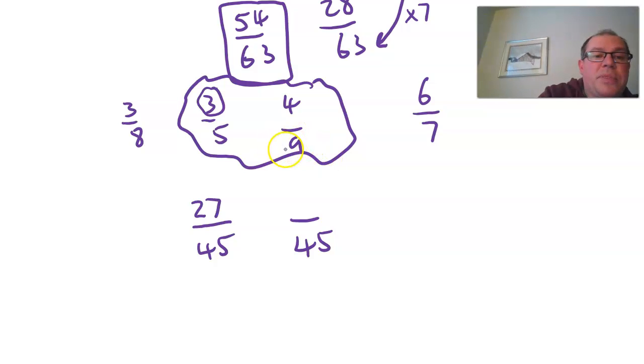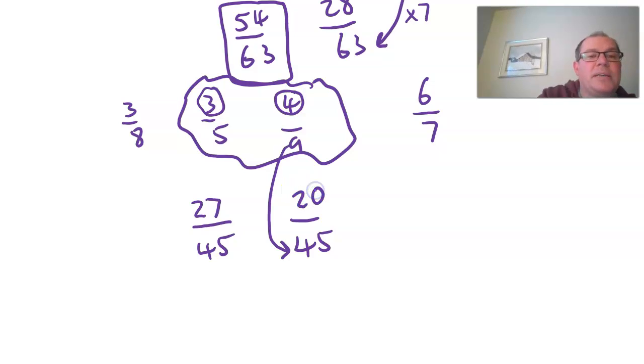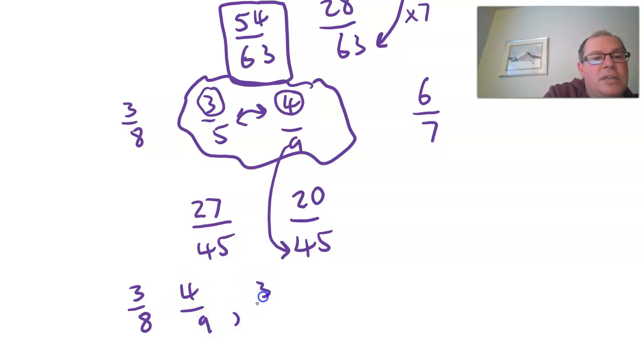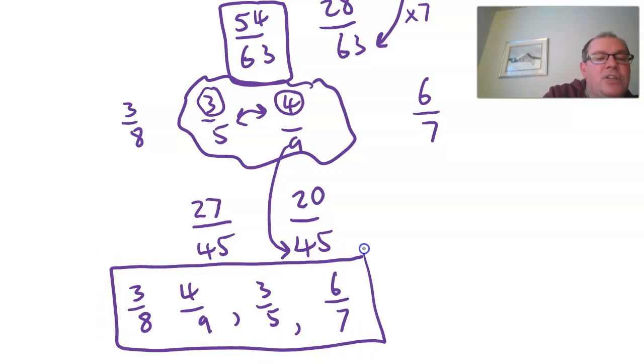Now let's do the other one. What do I multiply 9 by to get 45? 5. So I need to multiply 4 by 5 as well and get 20. And we can see that 20/45 is smaller than 27/45. So in actual fact, I need to swap these 2 around in my order chart. So finally, my final answer is 3/8, 4/9, 3/5, and 6/7. And that's how we can use equivalent fractions to actually work out order of size.